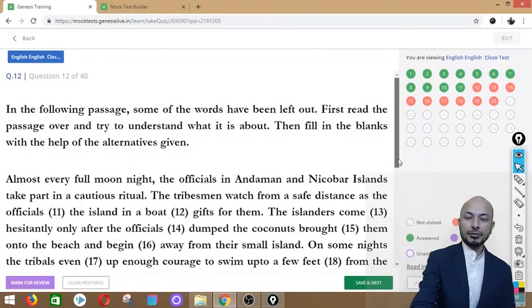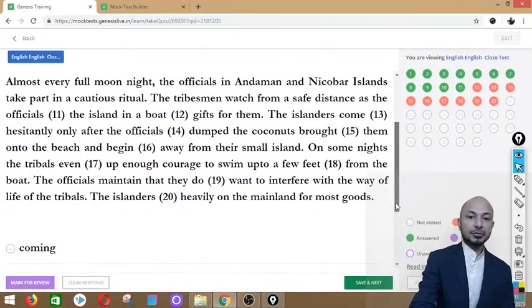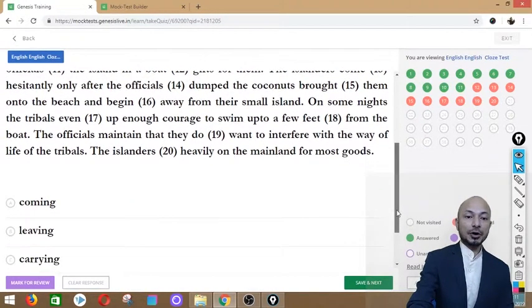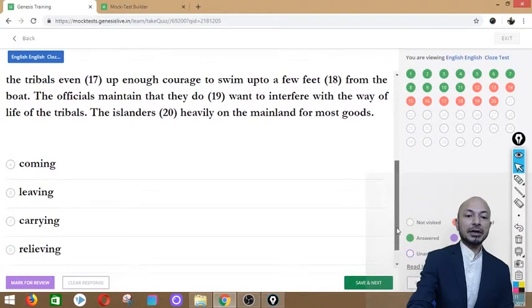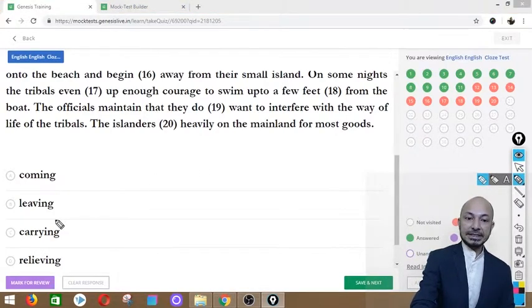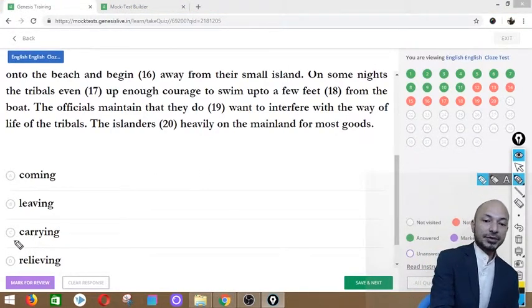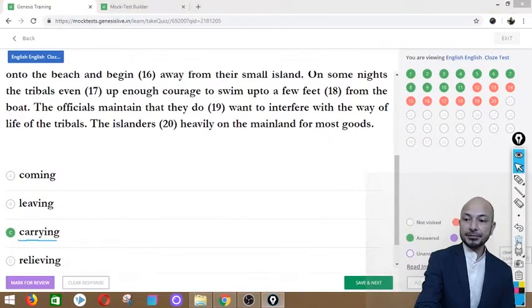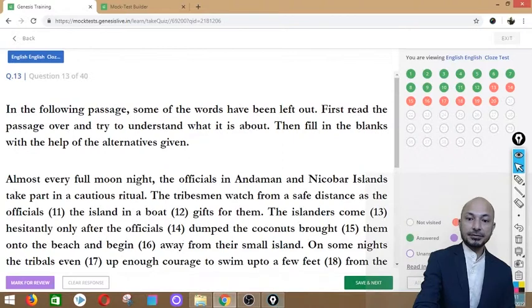And let's read on. So watch from a safe distance as the officials approach the island in a boat, dash gifts to them, which is number 12. And what are the alternatives given here? Options: coming, leaving, carrying, and relieving. And it's going to be option C, which says carrying gifts with them. That's the only thing that makes sense over here. So let's go ahead and click on carrying, option 3, and say next.